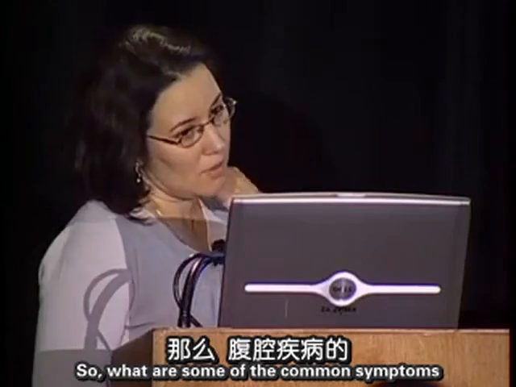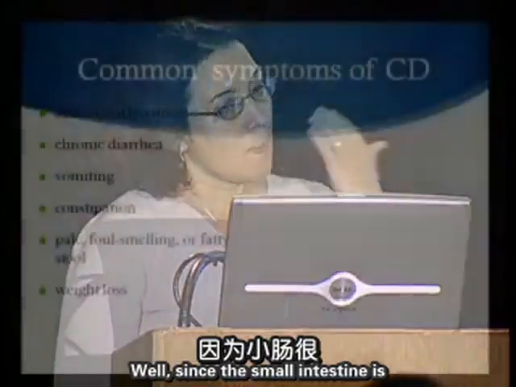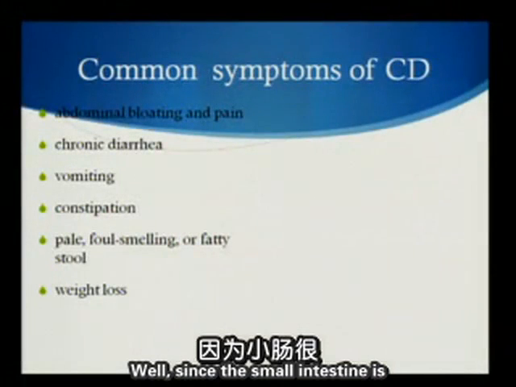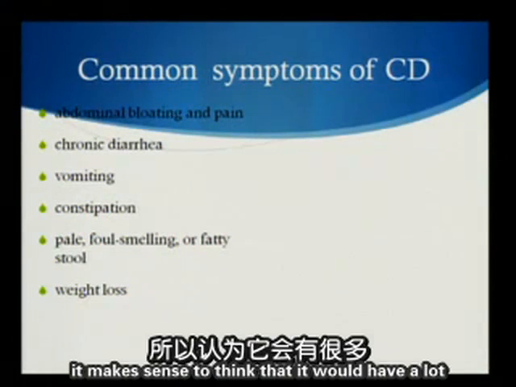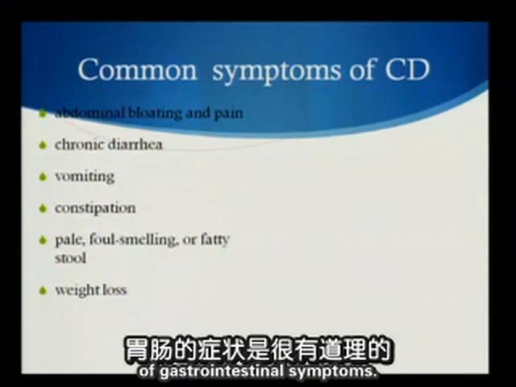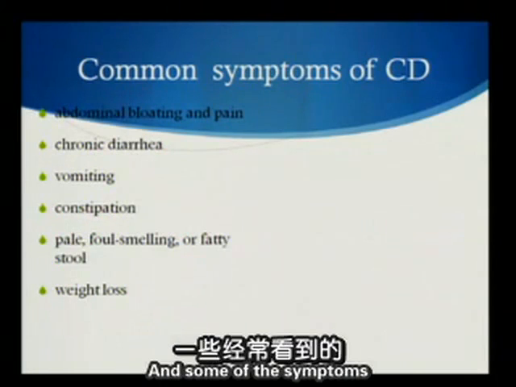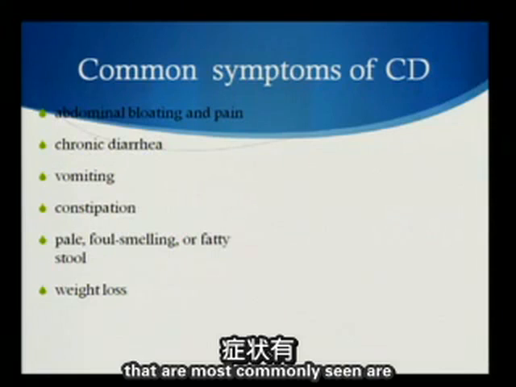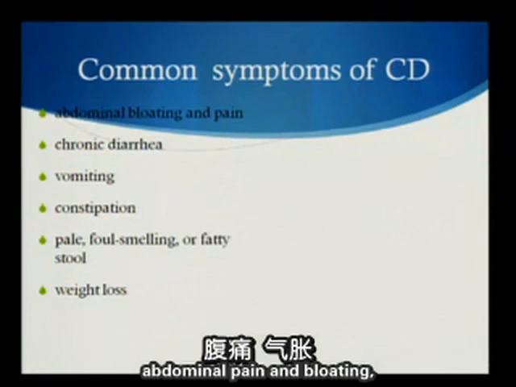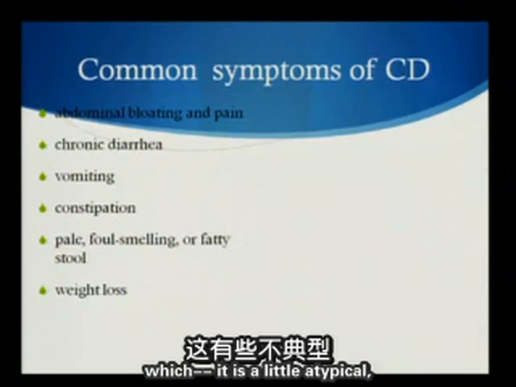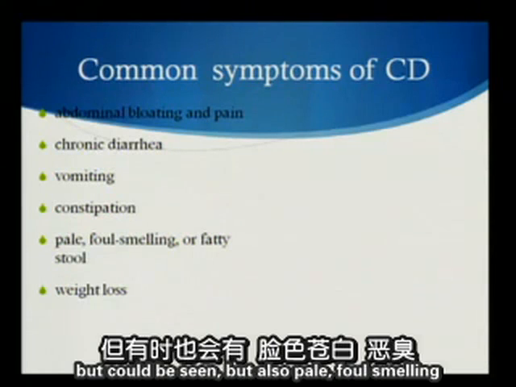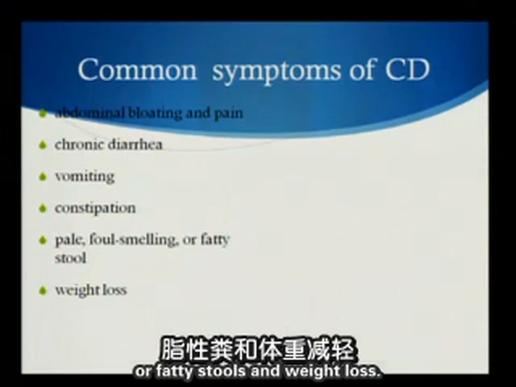So what are some of the common symptoms of celiac disease? Well, since the small intestine is highly affected usually, it makes sense to think that it would have a lot of gastrointestinal symptoms. Some of the symptoms that are most commonly seen are abdominal pain and bloating, chronic diarrhea, vomiting. We could even see constipation, which is a little atypical but could be seen. But also pale, foul smelling or fatty stools, and weight loss.